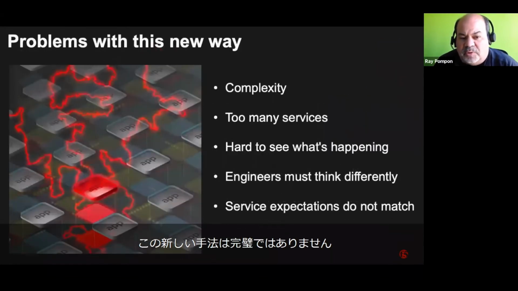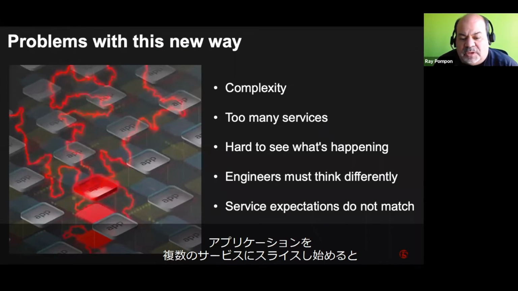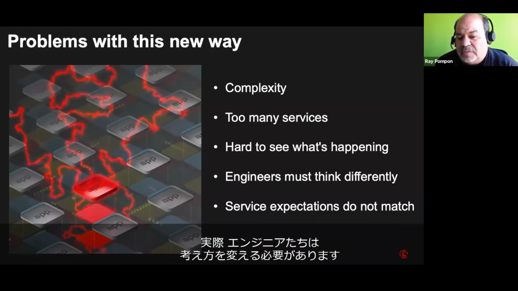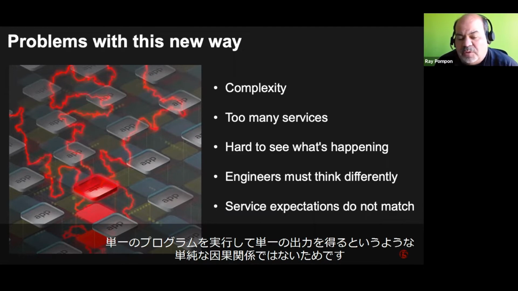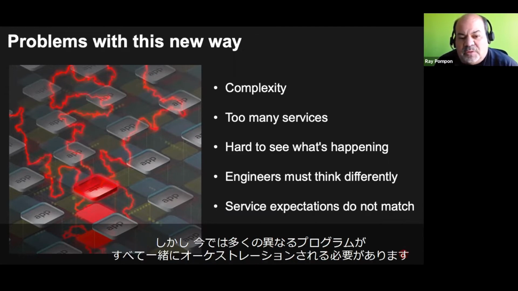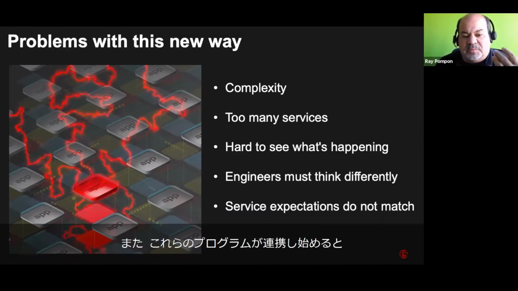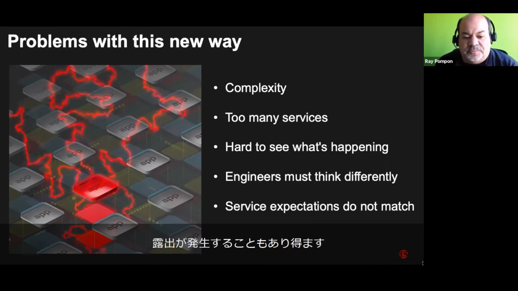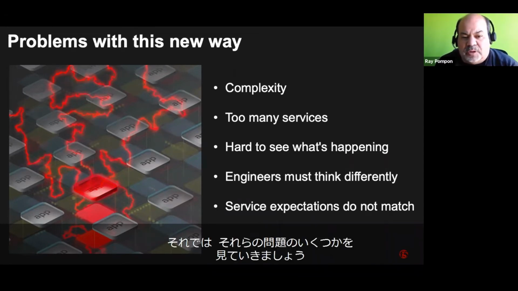This new method is not perfect. When you start slicing an application up into multiple services, you have a lot more interactions, you have a lot more complexity, it's much more difficult to see what's happening. In fact, engineers have to think differently because you don't have the simple cause and effect of running a singular program and getting an output, but now many different programs all having to be orchestrated together. And sometimes once these programs start working together, they can be slow, there can be bottlenecks, and there can be exposures. But let's look into some of those problems.